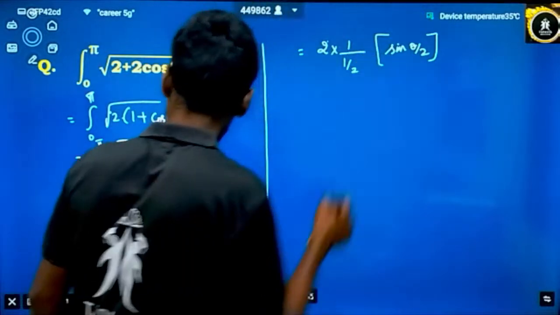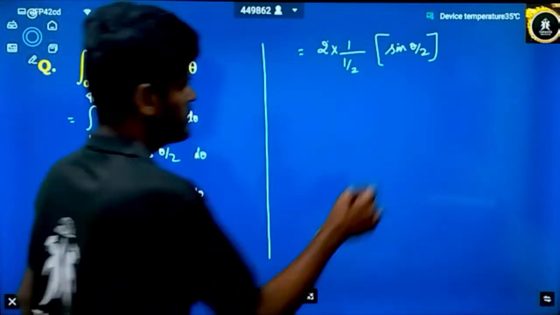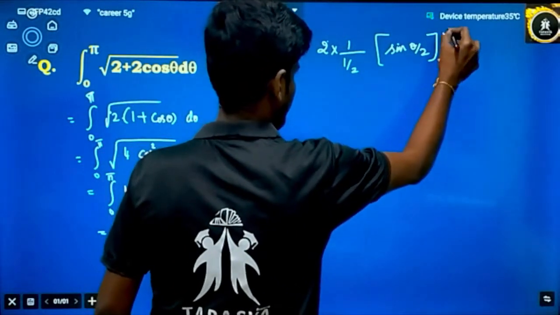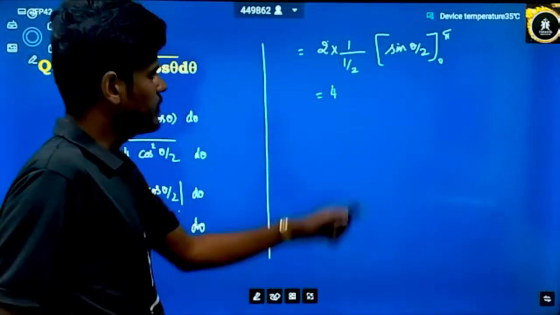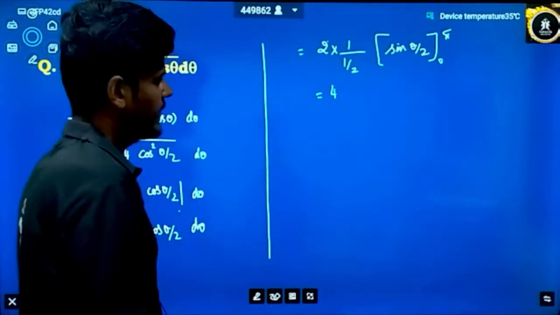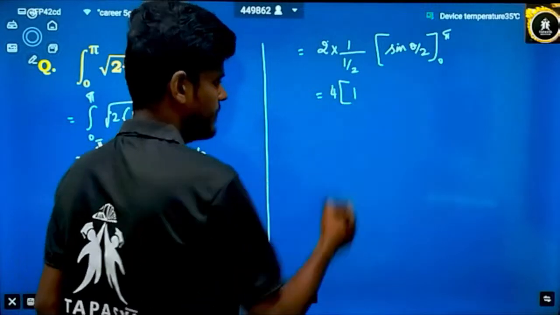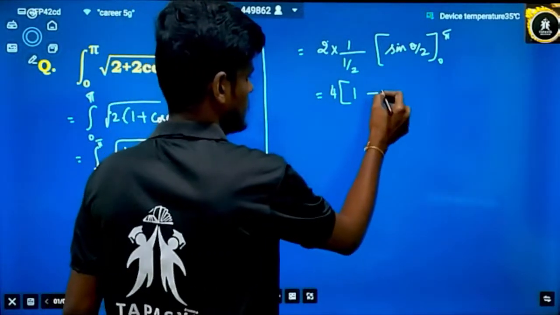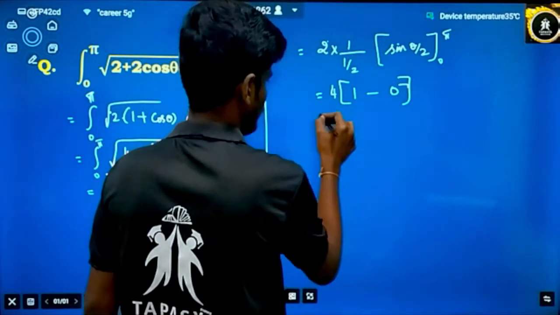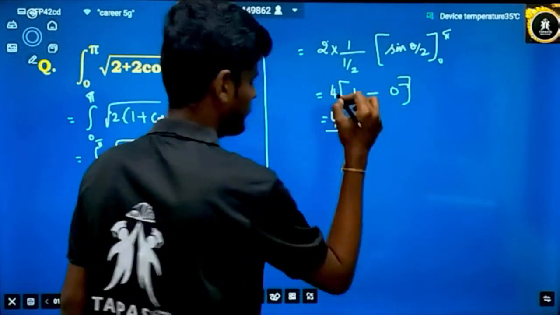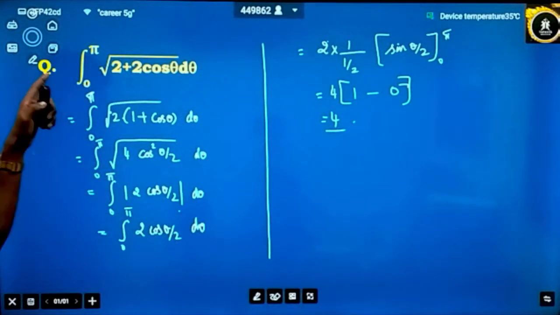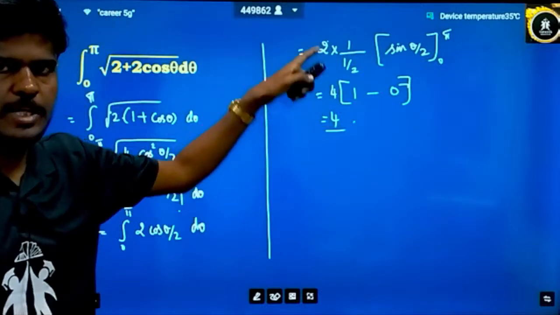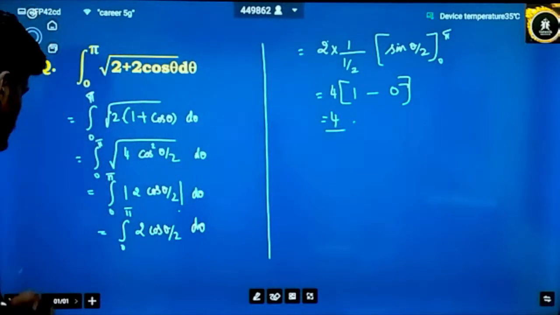Now what is the limit? The limit is between 0 to pi. Now this is equal to 4 into sine pi by 2, that is 1, minus sine 0, that is 0. So the final answer is 4. Clear now students? Easy questions. So this is how we should solve definite integrations.